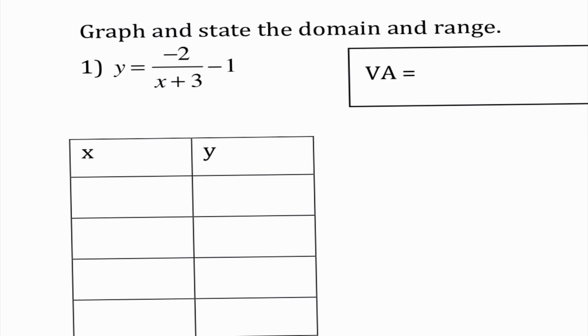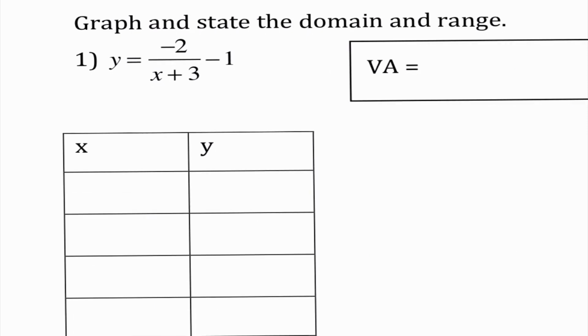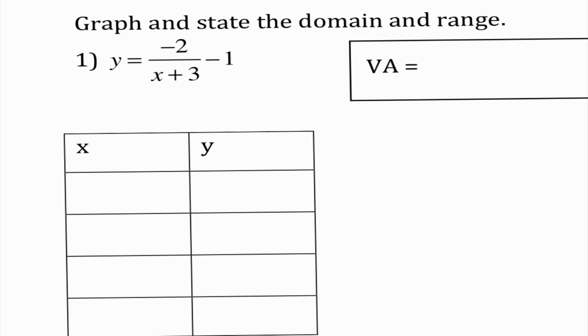So number one, it says graph and state the domain and range. In order to graph it, the very first thing we are always going to do is figure out what the asymptotes are. We said our vertical asymptote is x equals h. So what I'm going to do to find that, I'm going to take this denominator, x plus 3, and I'm going to set it equal to 0. So that means that x equals negative 3 is our vertical asymptote.